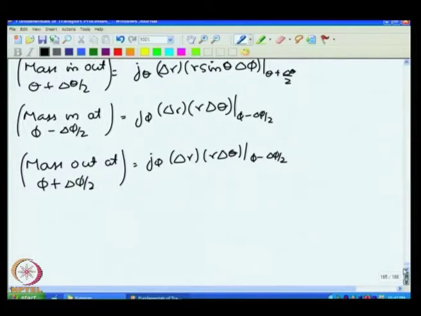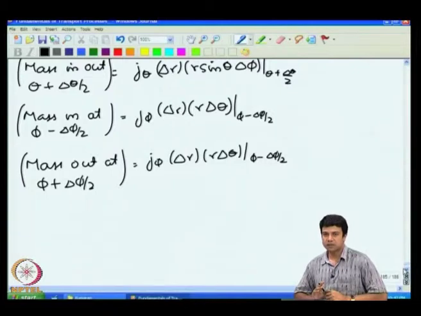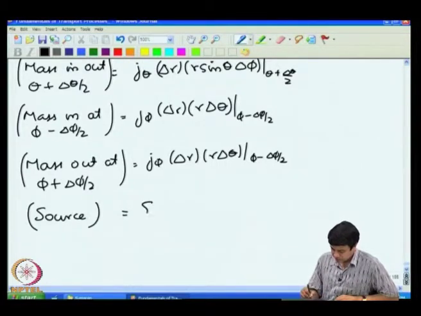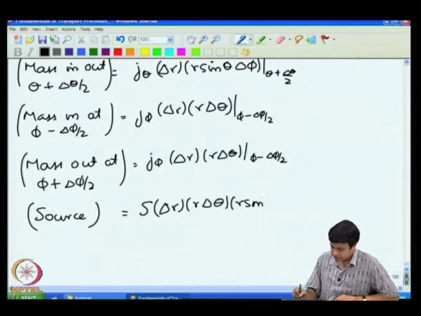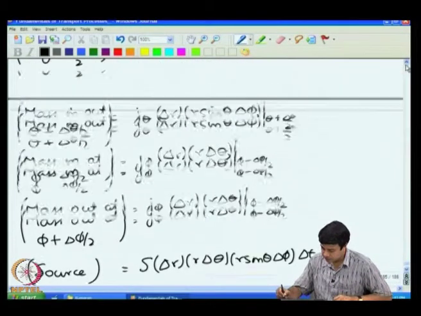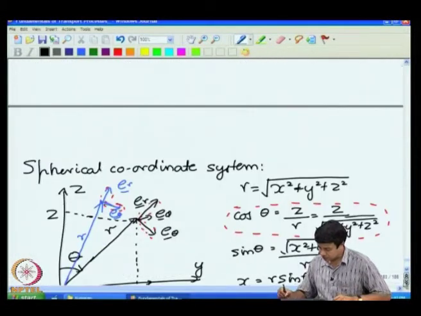As I said, the mass due to convection is obtained by just substituting C u_r, C u_theta and C u_phi in these expressions. Sources and sinks are of the form S times the volume, delta r delta theta into r sin theta delta phi, times delta t. All of these have to be multiplied by delta t because we are considering it over a differential time interval.